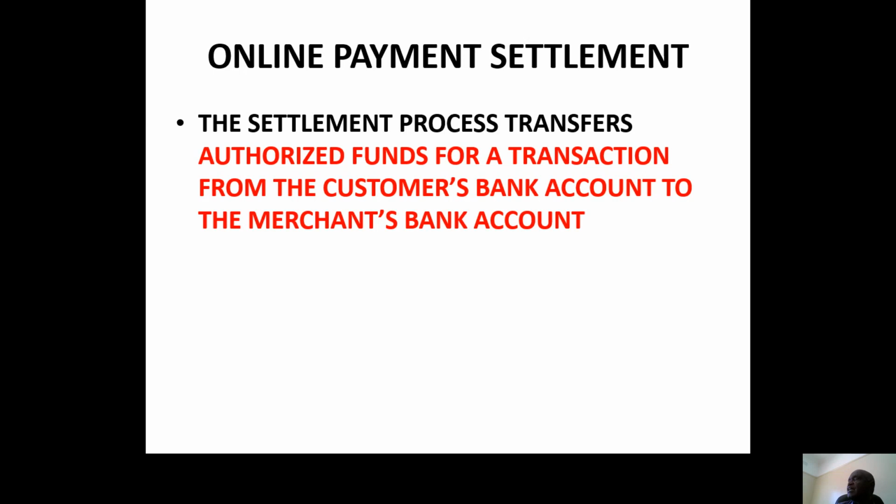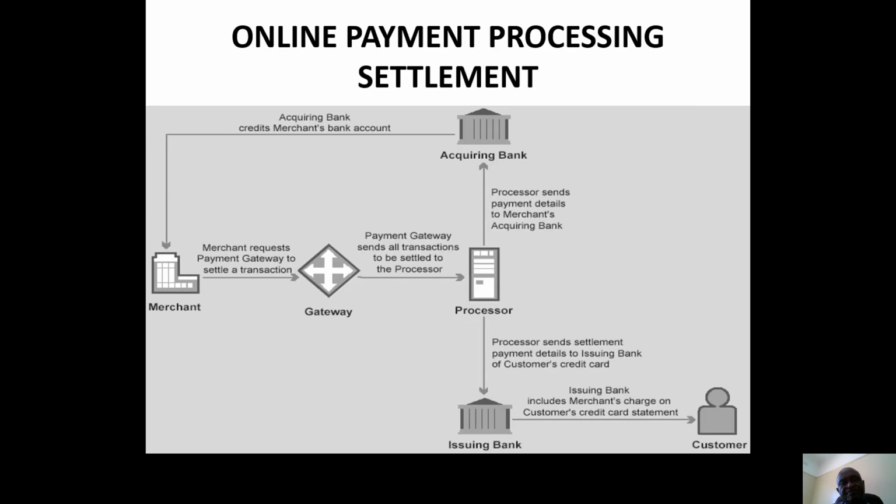Then the other term which you must understand is settlement. When we have authorized, but the payment is not yet done. So if it is not yet done, we want to settle that so that the payment is done. How is the payment done? It's very important. This is from the issuing bank to the acquiring bank, customer's bank to the merchant's bank. All right. So that's the process.